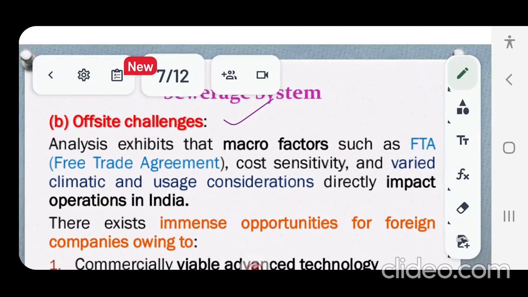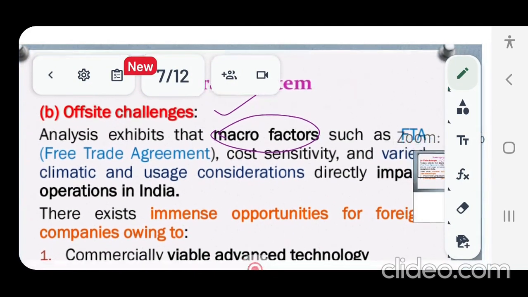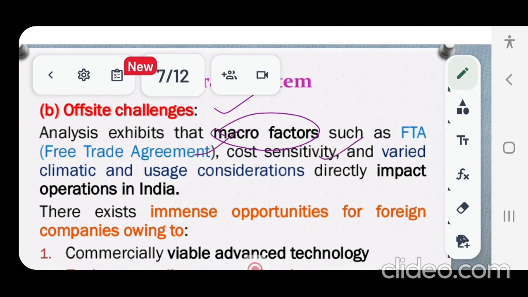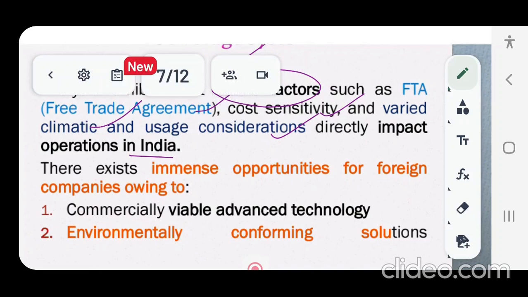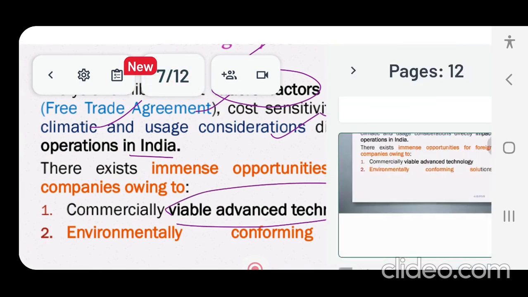Off-site challenges include macro factors like free trade agreements, cost sensitivity, climatic and usage considerations, and they directly impact the operations in India. And there are immense opportunities for foreign companies because they have advanced viable technology.